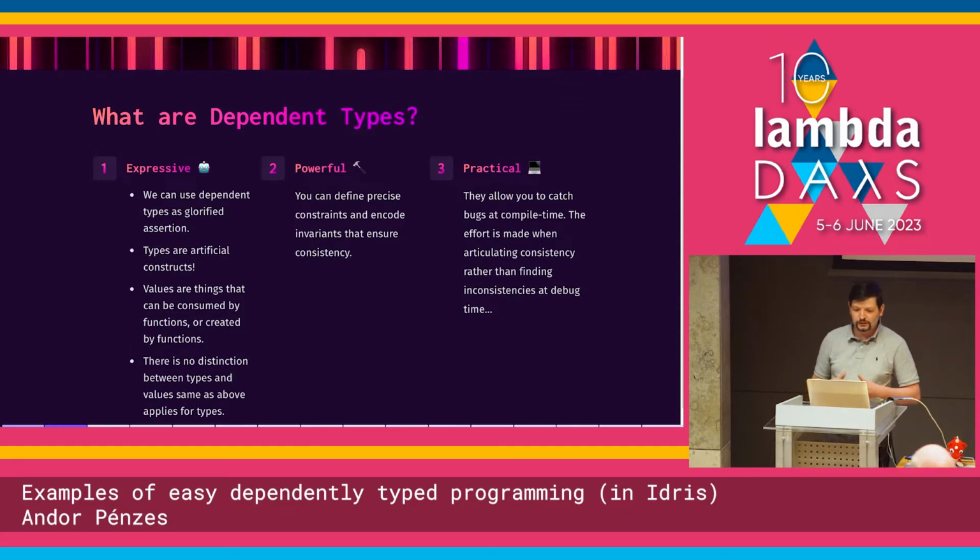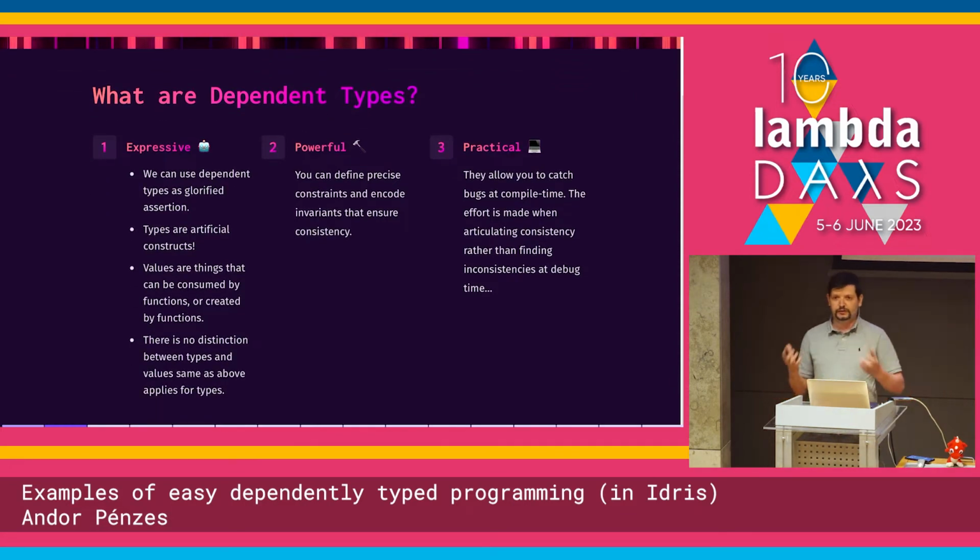But what are programs really? When we have a program, we have values, and values are just things that can be consumed by functions or can be created by functions. With a dependent type programming language, we can do the same thing with types. So types can be consumed by functions or created by functions. This is the idea.